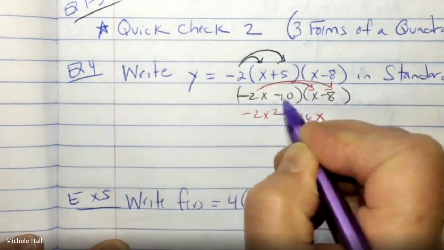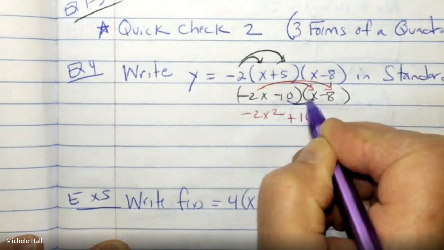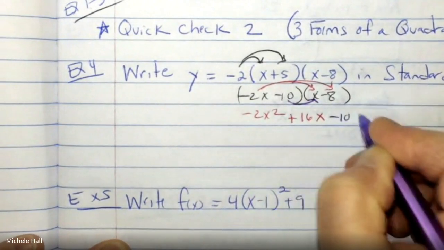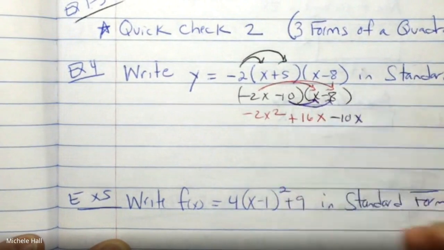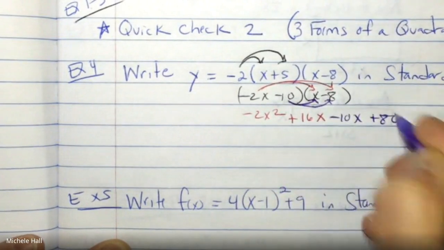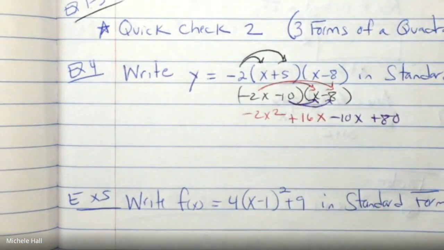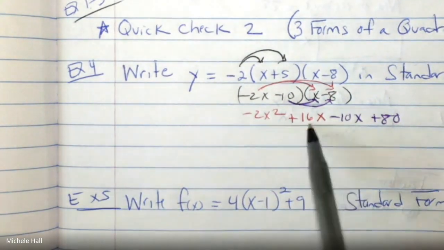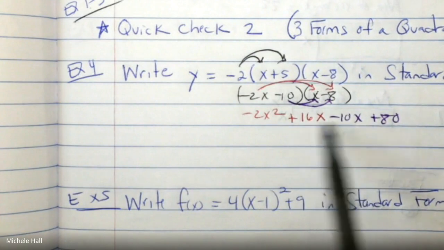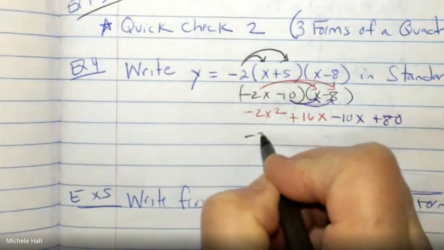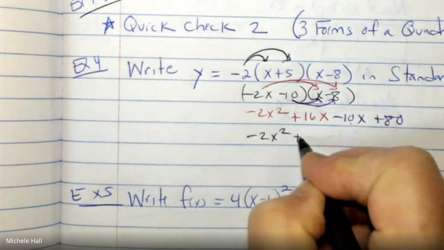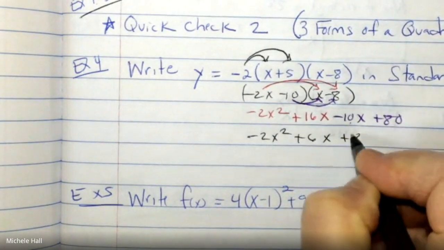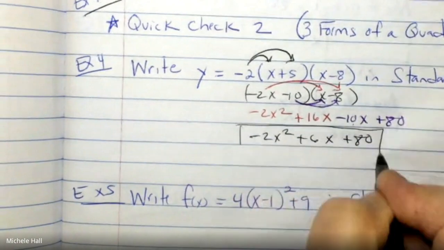Keep your signs in front of your terms at all times. -10 times x is -10x. And then -10 times -8 is a +80. Now I just look for those 2 inner terms that are always going to be like terms to be able to combine together. I have x's here. So I have -2x squared. And then 16x minus 10x is 6x. And plus 80. Done. It's in standard form.